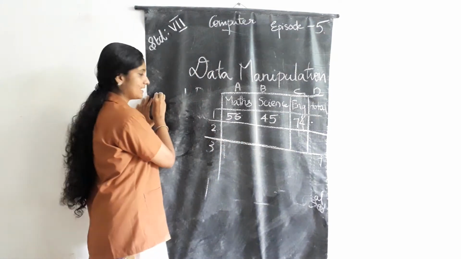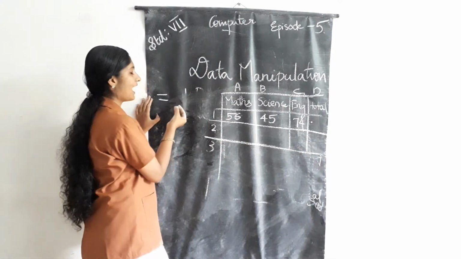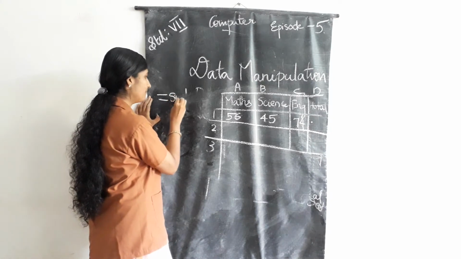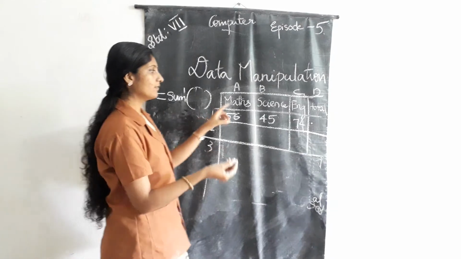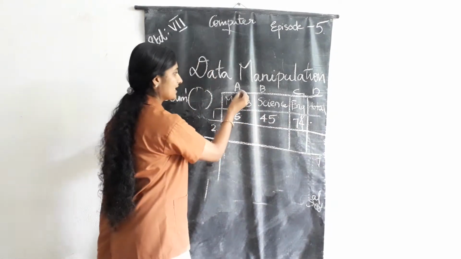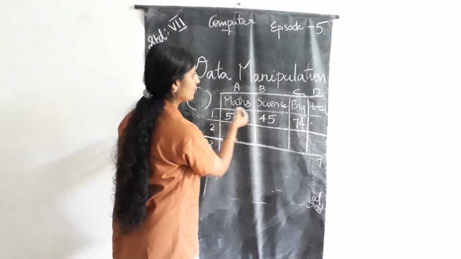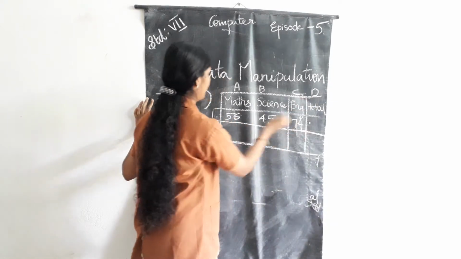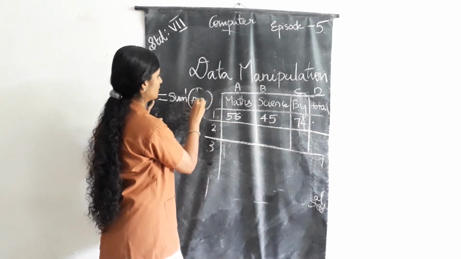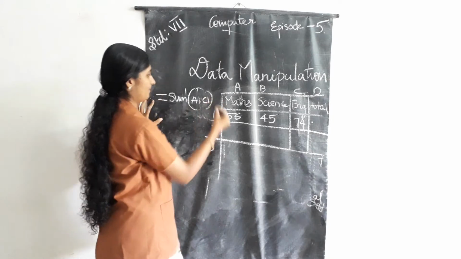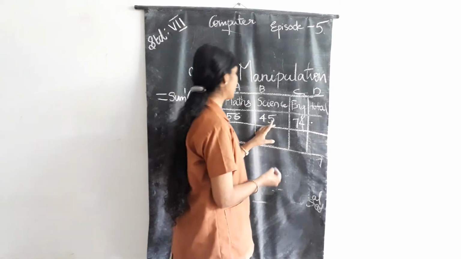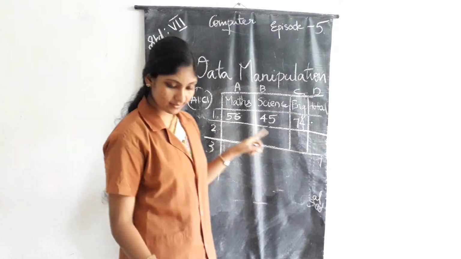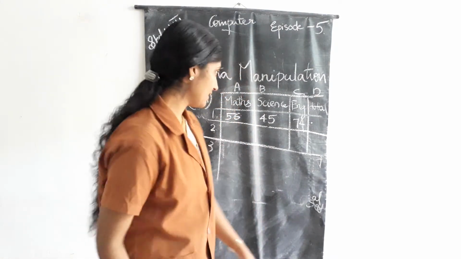Yes, first just put an equal to symbol and the function name here is sum. Then the range of cells, that means A1 to C1. So you will get the result 175.